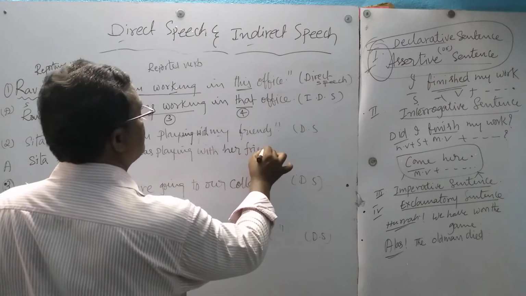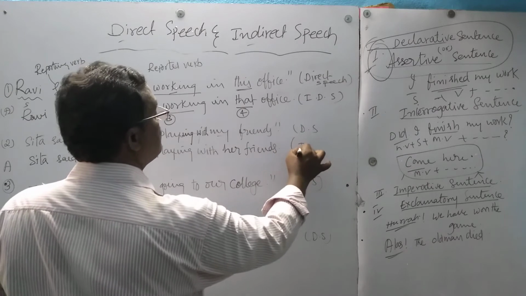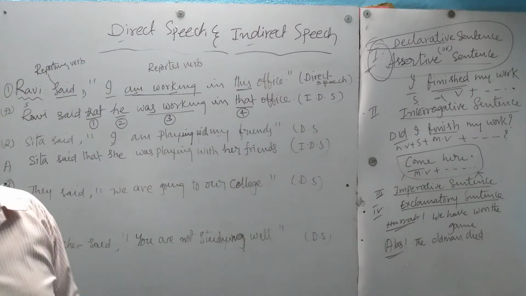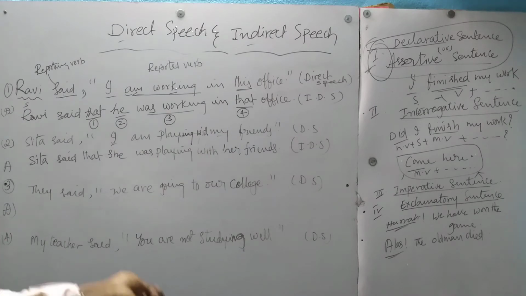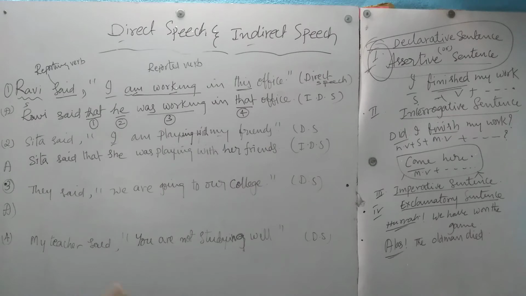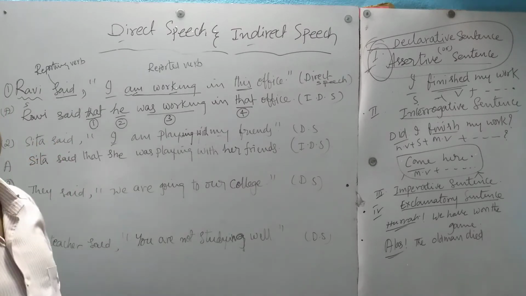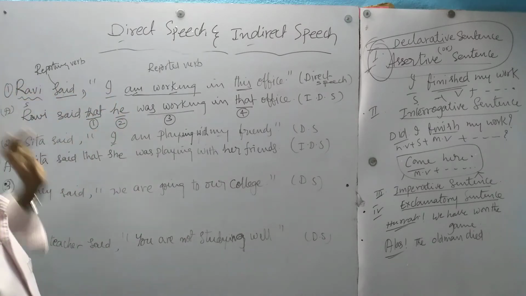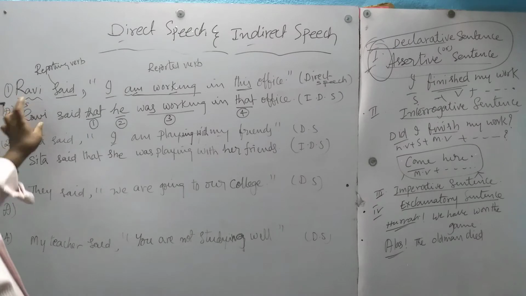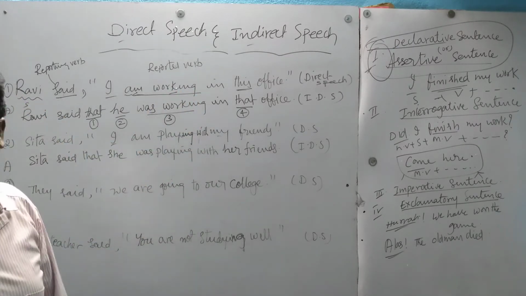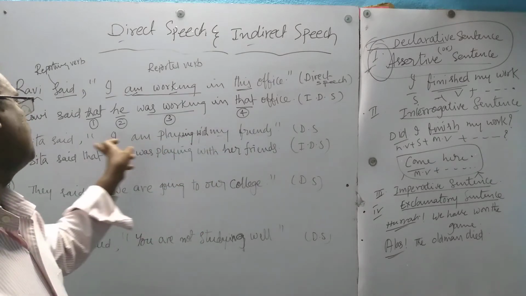Her friends. So, my dear students, what you have to understand is, my also will become his or her. When a man is talking, and my is there between inverted commas, it will become his. When a woman is talking, my will become her. Keep in your mind: I becomes he or she, according to the person. Man means he, woman means she. My is there: man means his, woman means her.